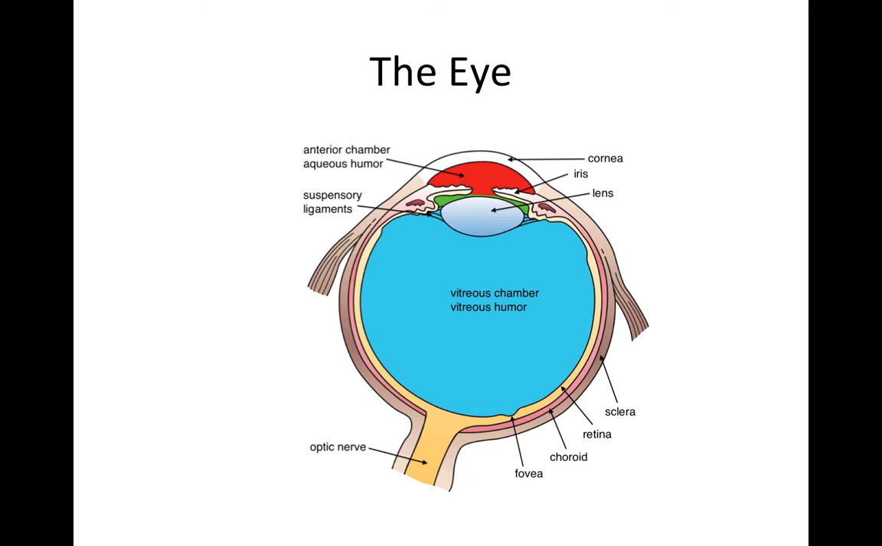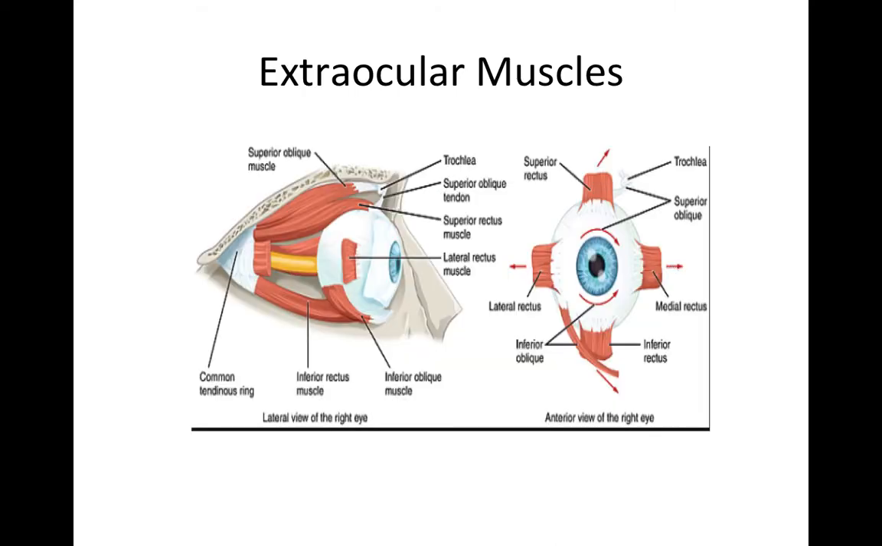Cataracts are caused when the lens is cloudy, and so the vision is skewed there. And then we have astigmatism, which is caused from the abnormal curvature of the eye or the cornea itself. So those are some interesting points of the eye. Again, for more information, you can reference the pages on the top of your notes. Now we're going to get into the extraocular muscles.